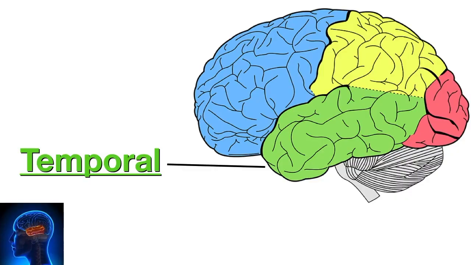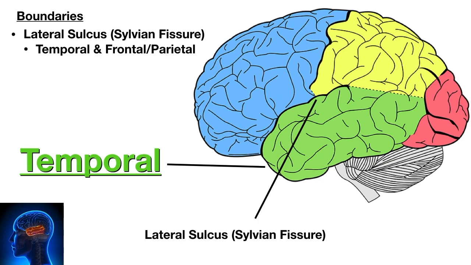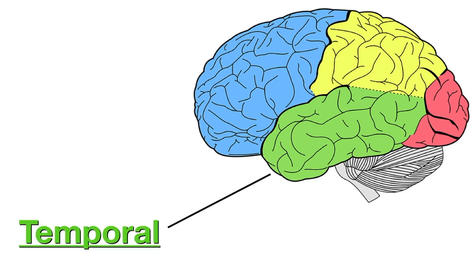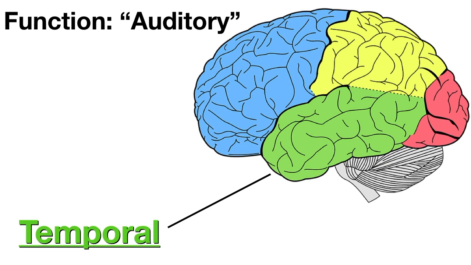The final main lobe is the temporal lobe. It's located on the side of the brain, and there's a couple boundaries, and we've already talked about both of them. The first one is the lateral sulcus, or the Sylvian fissure. This separates the temporal lobe from the frontal and parietal lobes. The second one is the preoccipital notch. Remember, this is the imaginary line from the notch up to the parieto-occipital sulcus, and it separates the temporal lobe from the occipital lobe. When you think of the overall function of the temporal lobe, think of auditory.